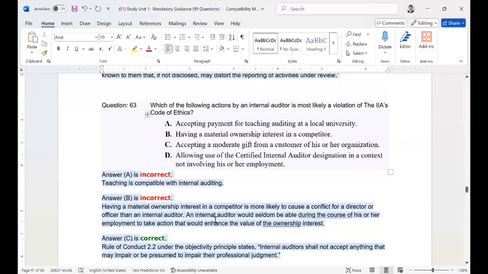Is answer B correct? Because having material ownership interest in a competitor. Now you're internal auditor of a company. Let's say you're internal auditor, no? Assuming you're an internal auditor of SLT. You have shares in Dialogue. Material amount. So is there a violation of the code of ethics? What are you violating?